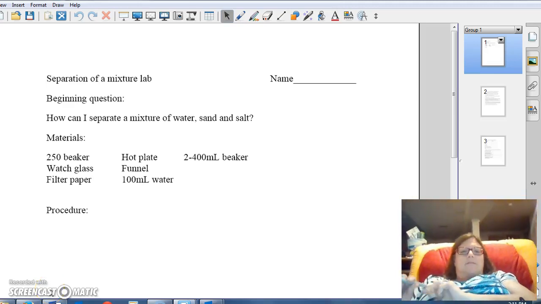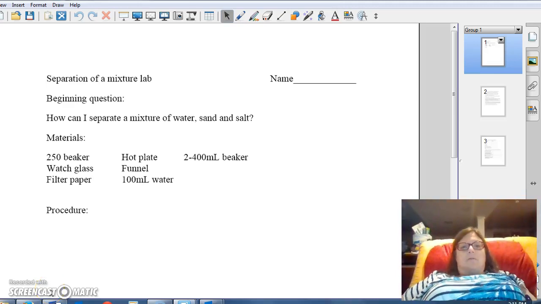Okay, so we've discussed elements, compounds, and mixtures, and we've talked a little bit about mixtures and how to separate them, how they're different than a compound. So for the next lab, you're going to be getting a mixture of water, sand, and salt, and you're going to have to separate it.